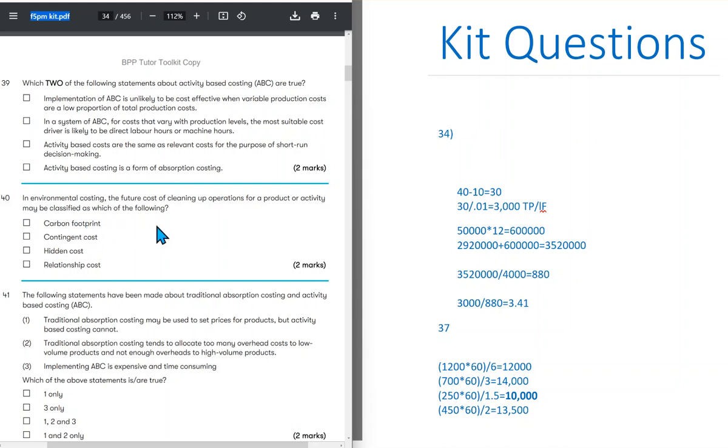In environmental costing, the future cost of cleanup operations for a product or activity may be classified as which of the following? Carbon footprint, contingent cost, hidden cost, and relationship costs. Remember, it is contingent cost. When we are affecting the environment and then we have to clean that up, that is called contingent cost, and we create a provision for that.